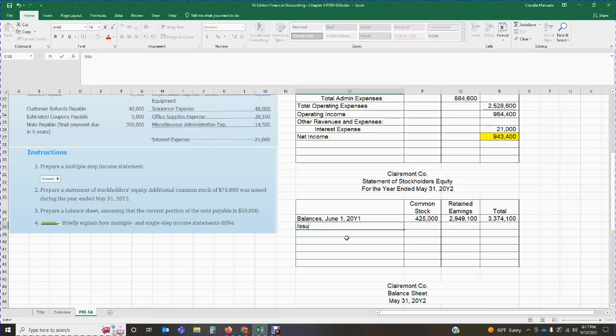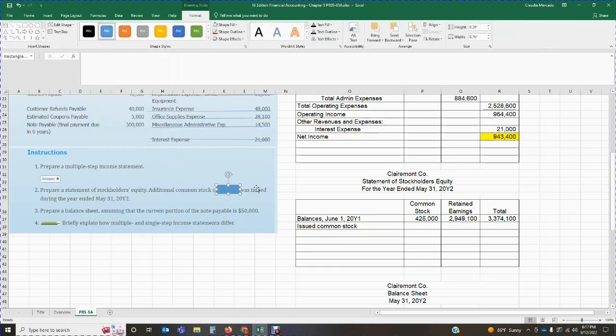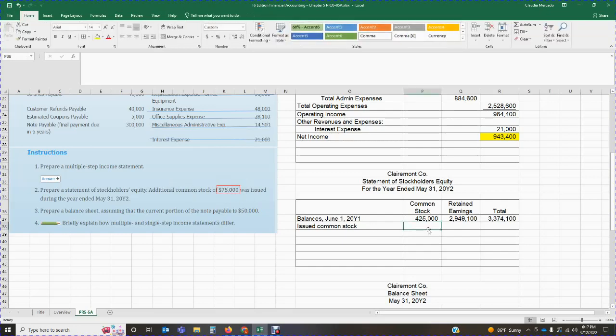Did we issue any common stock during the period? Yes, we did. The problem says that we issued, right here, $75,000 of additional common stock. So during the period we added 75,000 more of stock. My common stock is going to increase by 75,000. Retained earnings does not get impacted, so we're going to get the total for that transaction. That gives me 75,000.